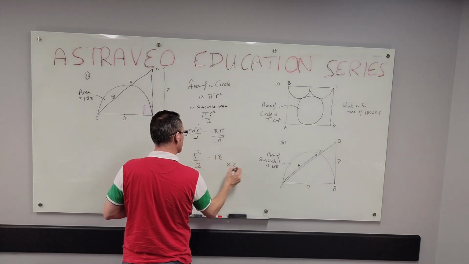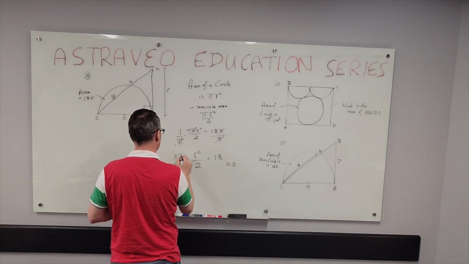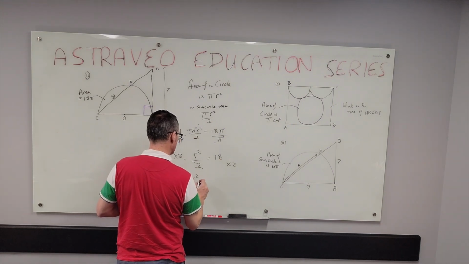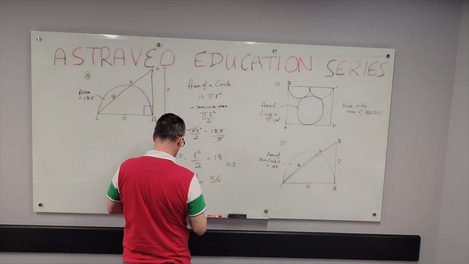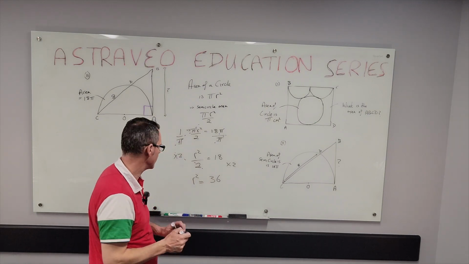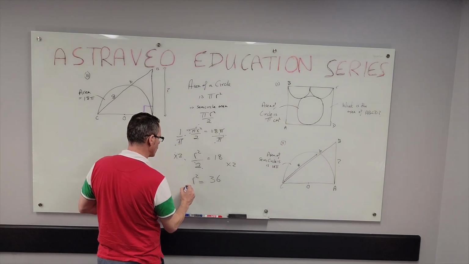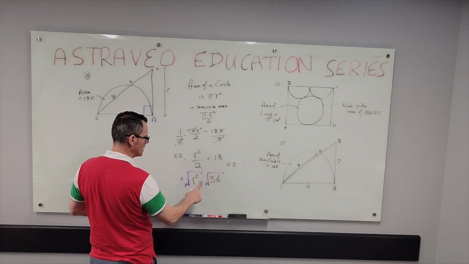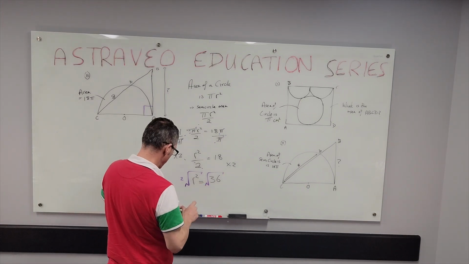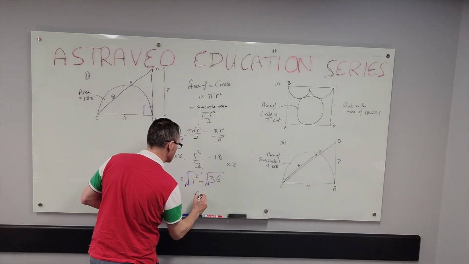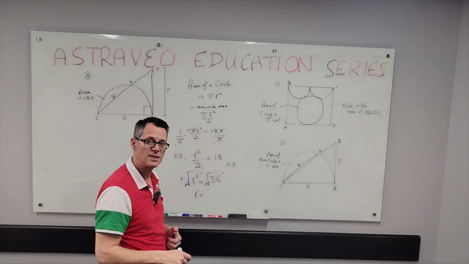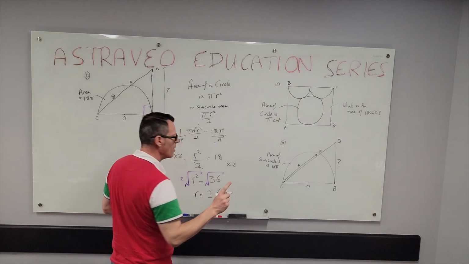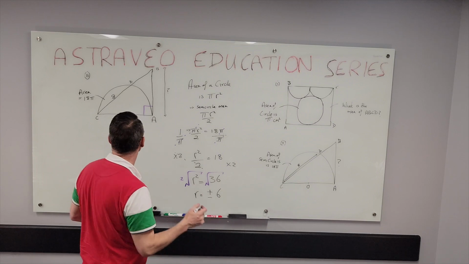Times by 2 on both sides. Okay, 2 divided by 2 cancels. 18 times 2 is clearly 36. Now, as we all know, I'll repeat this several times during our educational series, take the square root of anything squared is just itself. Again, whatever you do on one side of an equation with an equal sign, you have to do on the other. So the square root of r squared, of course, is just r. And what number times itself gives 36? 6. So r is plus or minus 6. Now, we know you can't have a negative distance, so it must be the positive.